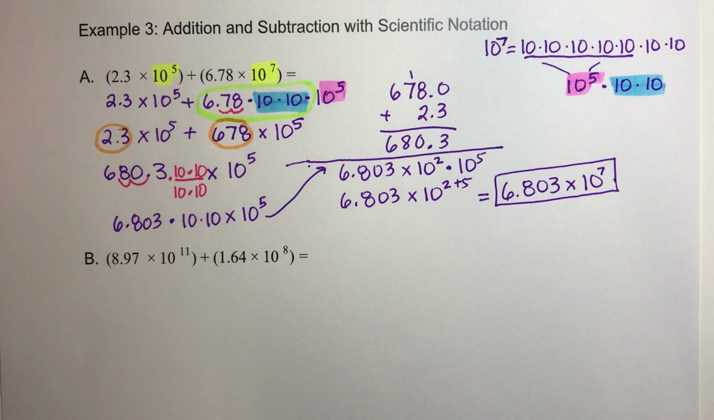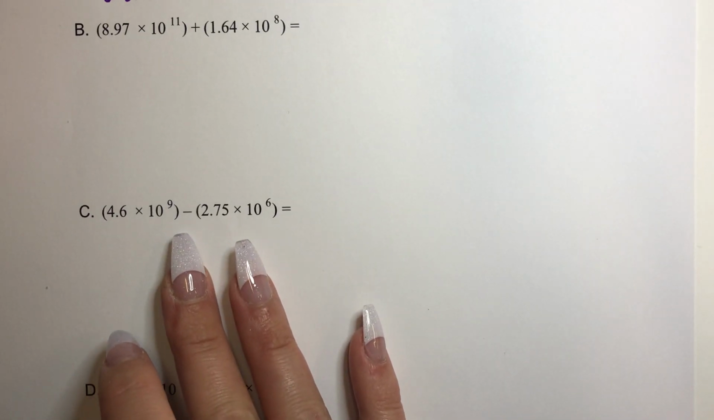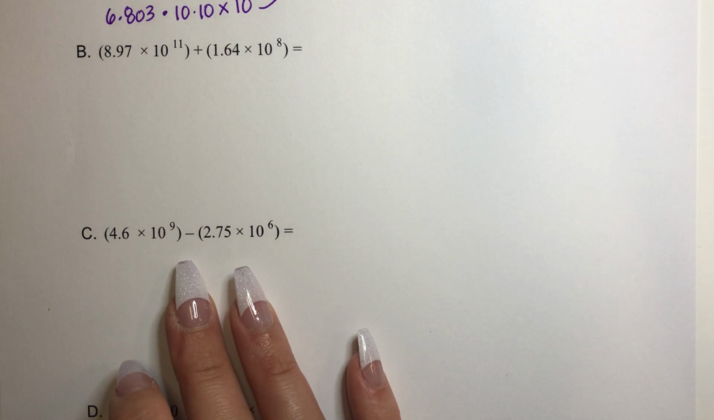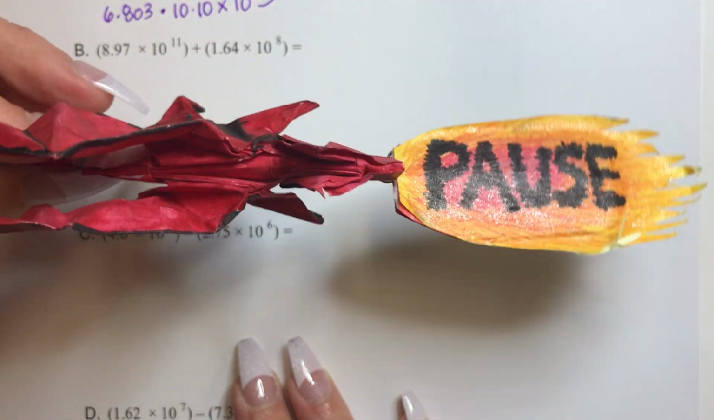Okay, now let's go on to B, and I want you to go ahead and try B on your own. So here's just B. We'll do C together, so just do B. Here's my friend the pause dragon. Remind you to pause your device. Go ahead and work out B. When you get done, press play, and we'll talk about it together. All right, see you in a bit.